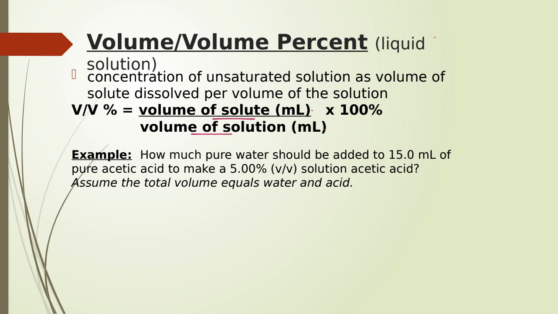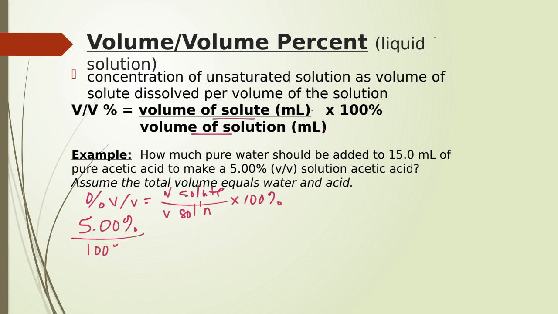So let's set this up, and we want to solve for percent volume. You're most welcome to use the short forms, and we're going to do volume of solute over volume of solution times 100, and then sub in what you know. So we know that it's 5%. Let's get that 100 over here and divide it out. And then we know that it's saying how much pure water should be added. So we know that we're dealing with 15 mL of pure acetic acid.